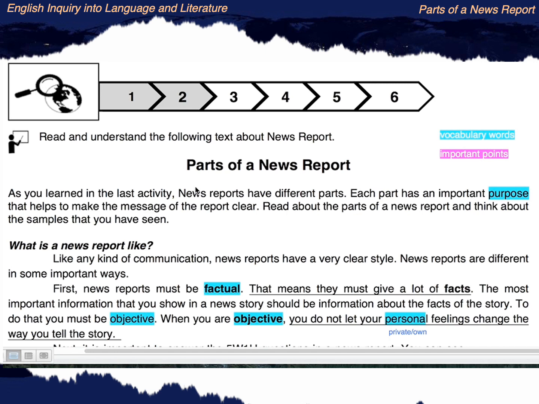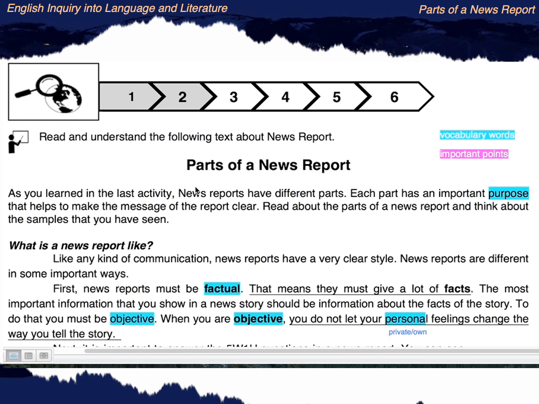In a news report, the reporter should not speak in the first person. The news reporter should speak in the third person. You can see some examples in the box to the left.